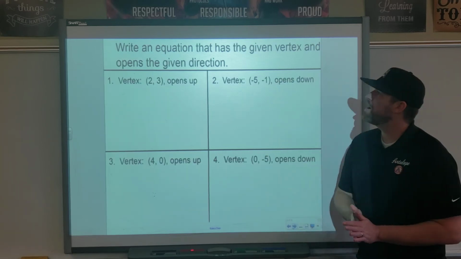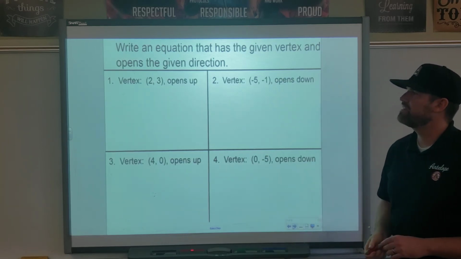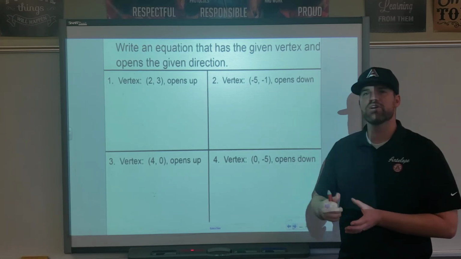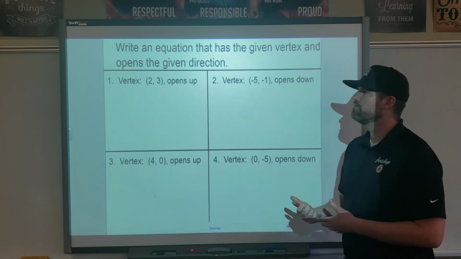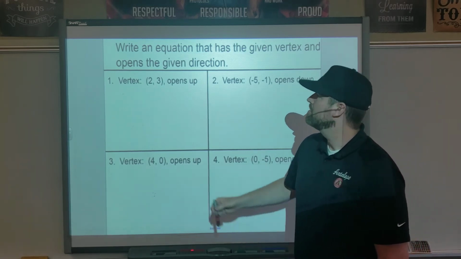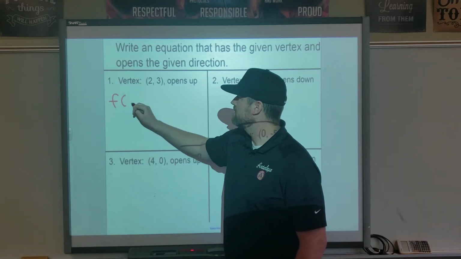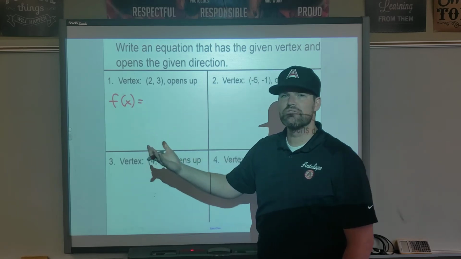All right, write an equation that has the given vertex and opens the given direction. So now we're given the vertex, we're told whether it opens up or down, and we're going to write our own function that matches. So I'm going to do f of x. All right, you could do y equals, that's the same thing.